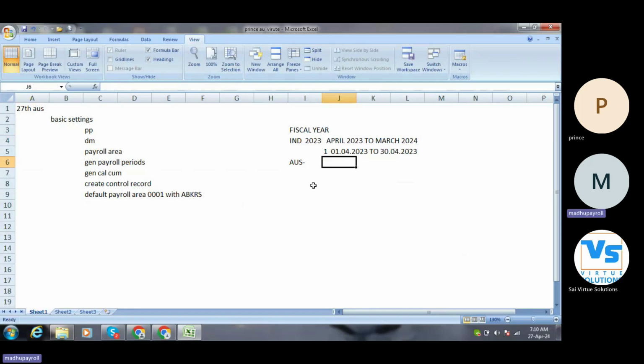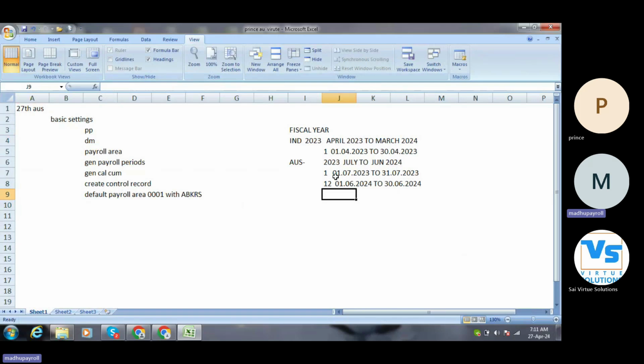Now coming to Australian payroll. In the Australian payroll, the 2023 fiscal year starts from July 2023 to June 2024. So here, what is the first period? Period number 1 is 01/07/2023 to 31/07/2023. What is the 12th period? 01/06/2024 to 30/06/2024. That is the difference.